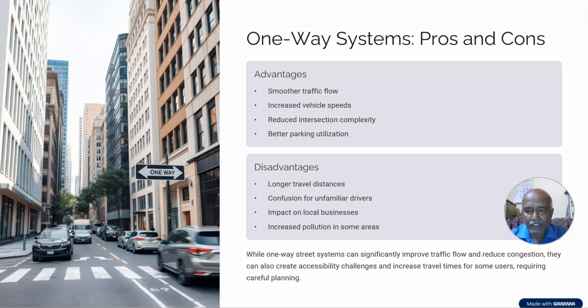Although there are advantages, there will be some disadvantages also. A longer travel distance is required in the one-way system, and there is confusion for unfamiliar drivers. They have to take a long trip to come across to the other way. If they cross the destination point, they have to take a long route to turn back, making a U-turn to come to the same destination point. It also impacts local business, and in some areas there will be increased pollution. So the one-way traffic system has some disadvantages, but there will be many advantages.